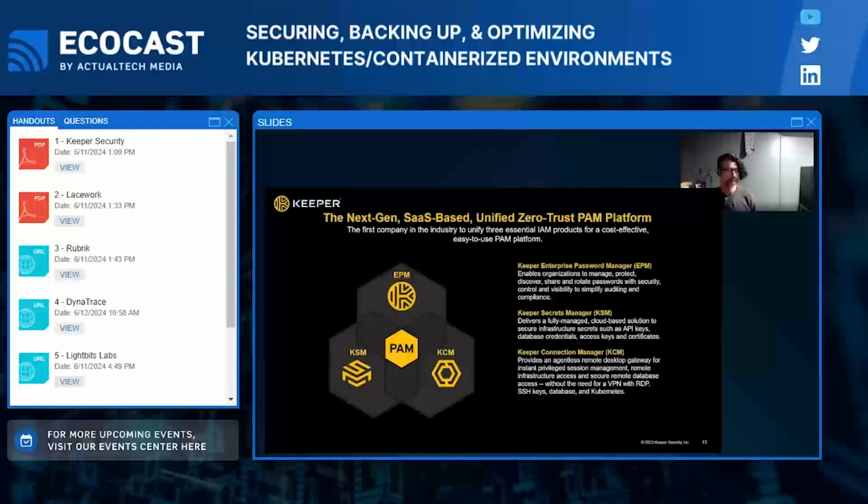So let's check out Keeper's Unified PAM solution. Three platforms encompassed in one system to create that PAM strategy. So, Keeper Enterprise Password Manager, our EPM. I love it. It enables your organization to protect, share, and discover information, and keep it protected and controlled, and allows the administrators to finally automate auditing and compliance on how it's being utilized.